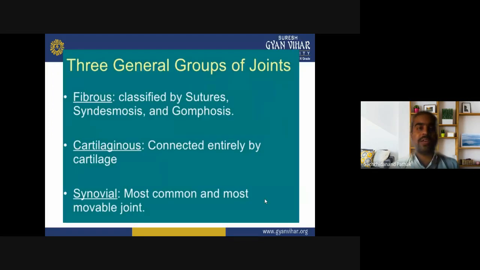Now, these are the three general groups of joints: fibrous, cartilaginous, synovial. Fibrous, classified by sutures; cartilaginous, connected entirely by cartilage; and synovial, the most common and most movable joints.